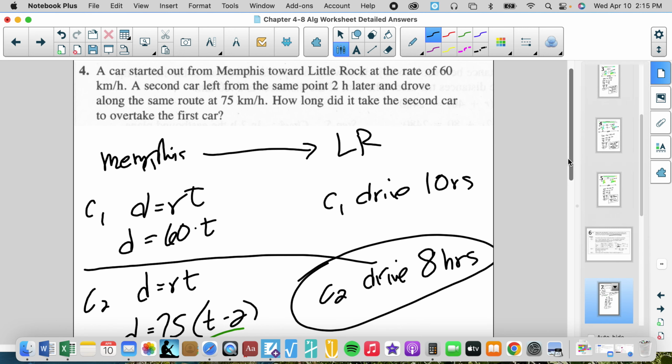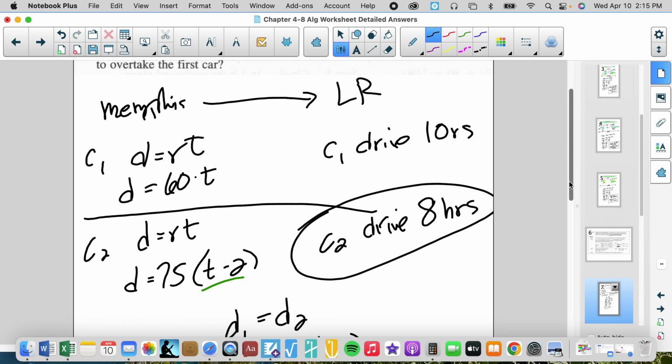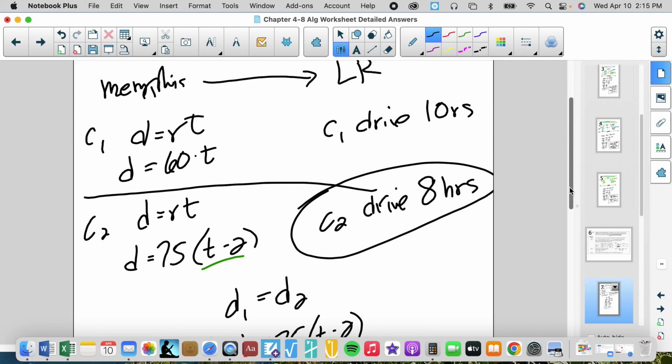And make sure you read the question. What am I answering? How long? So my answer better be in time. So it took 8 hours for the car to drive. It drives for 8 hours.